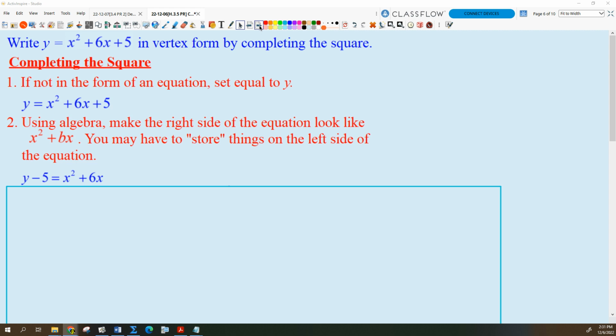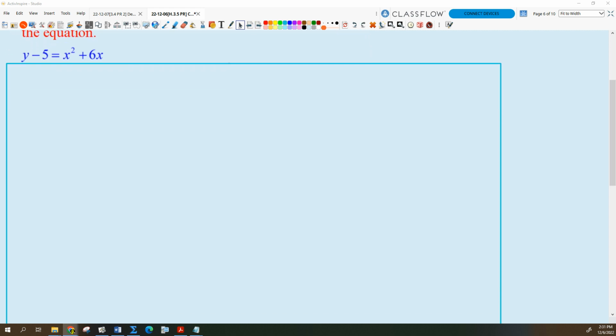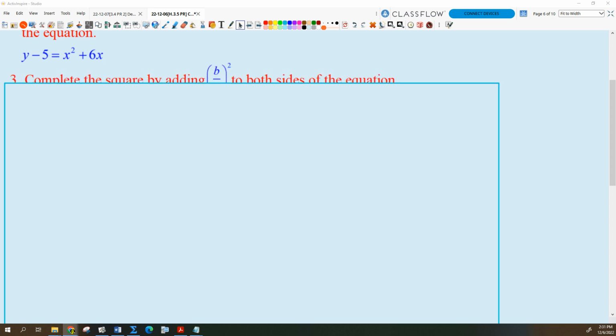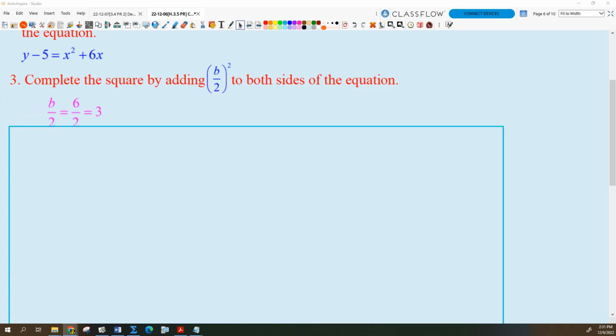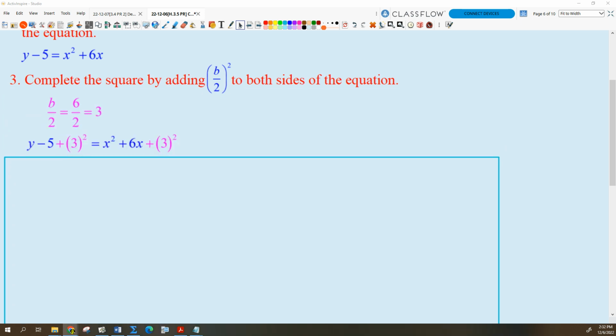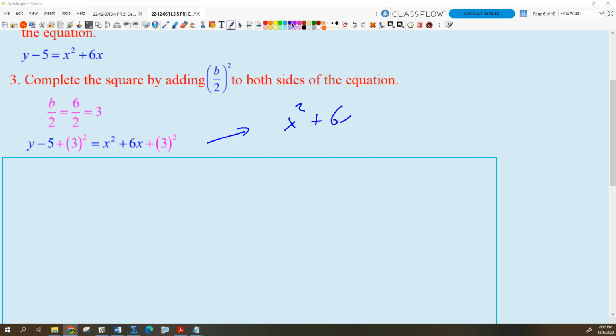Okay, what's my recipe for doing that? How am I going to pick the number that I add to x squared plus 6x? B over 2 squared. So half of b is 6, right? Half of b would be 3. Okay, and I need to square that. So I'm going to add 3 squared to both sides. Now that's going to give me, on the right side, I don't even have to write this out, but on the right side, that's going to give me x squared plus 6x plus 9.